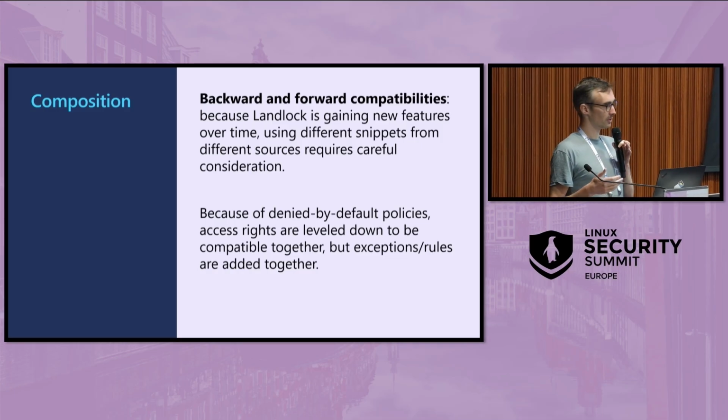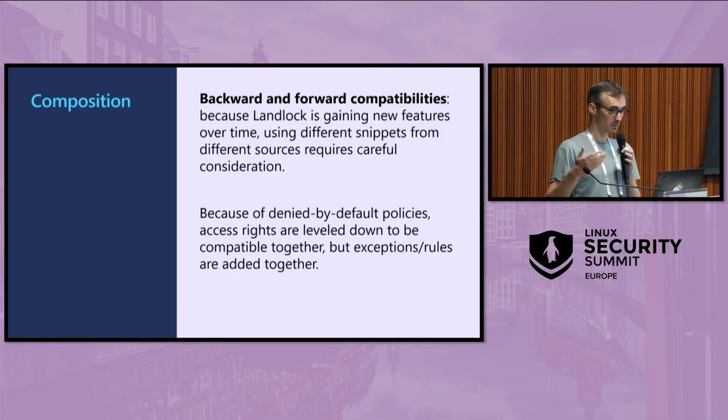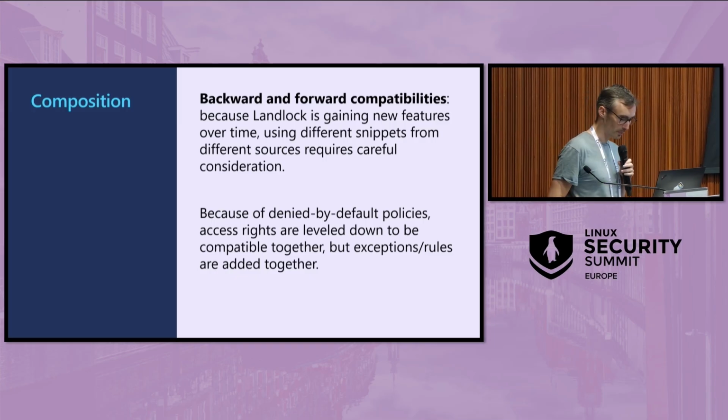So if a configuration file that supports Landlock version 4 and another configuration file that supports Landlock version 5 are composed together, to make sure that the end result will work, because the first file was tested and the second was tested too, but both were not tested together, then we need to lower down and remove some access rights which are not supported by, in this case, version 4. So we'll see an example with that.